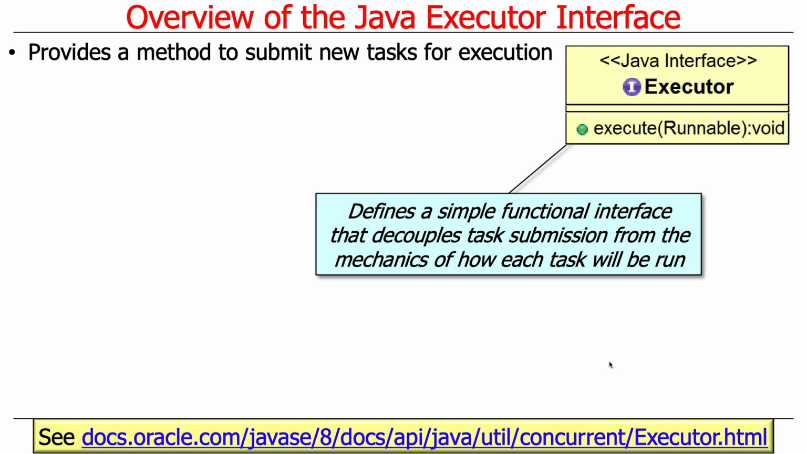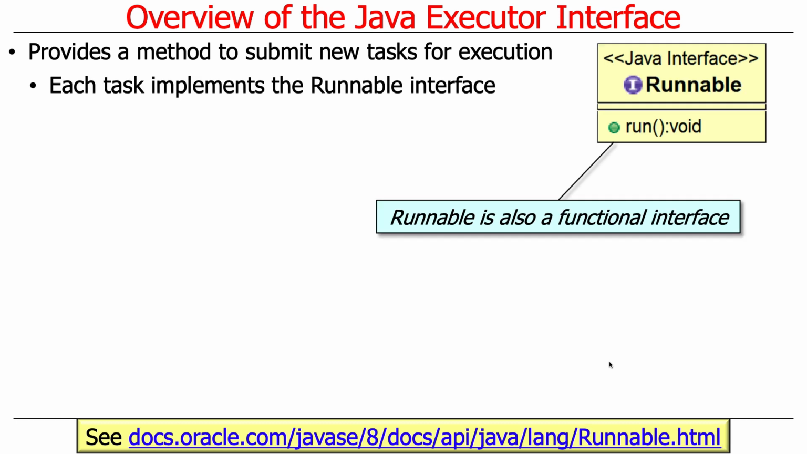And the executor is a functional interface. As you can see, there's just one abstract method. And this interface helps decouple task submission, in other words, the act of submitting a task, from how the task will actually be run by whatever implementation of this interface happens to be used at the time you ask it to execute a task. So that's very, very simple.